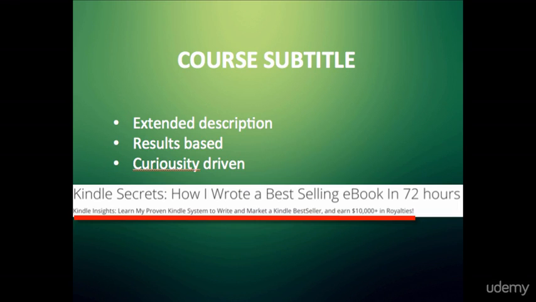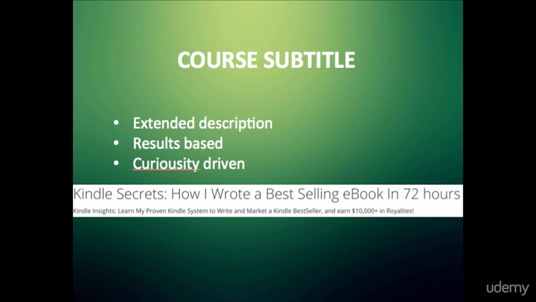Learn my proven Kindle system to write and market a Kindle bestseller and earn $10,000 plus in royalties. Very outcome focused once again, $10,000 plus in royalties, market a Kindle bestseller. And if you were counting, you would have noticed the word Kindle is in there 3 times.